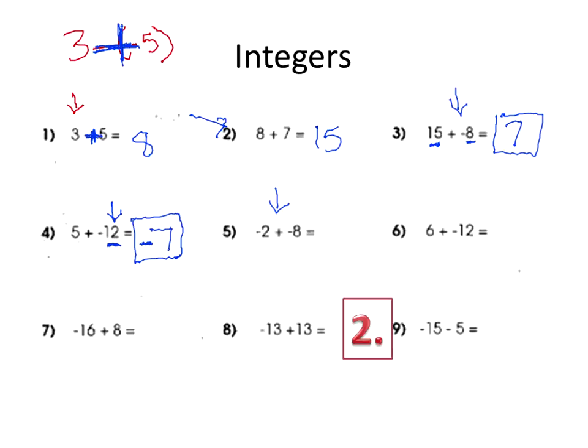Number 5, same signs, add and keep. Hey, this one's an easy one. They're both negative, so we're going to add those numbers together. 2 plus 8 is 10. And keep. Keep means keep the sign that's in front of them, so negative.